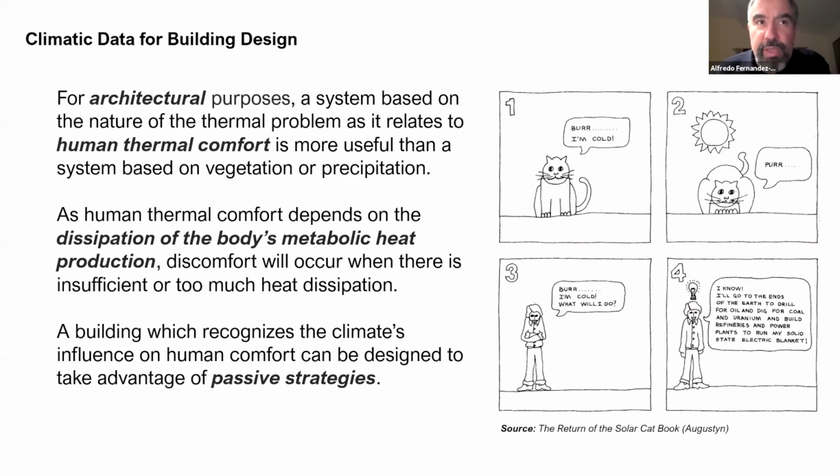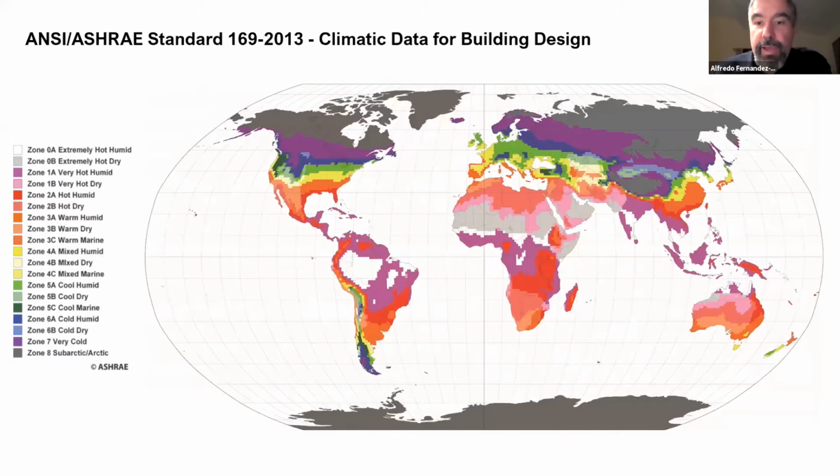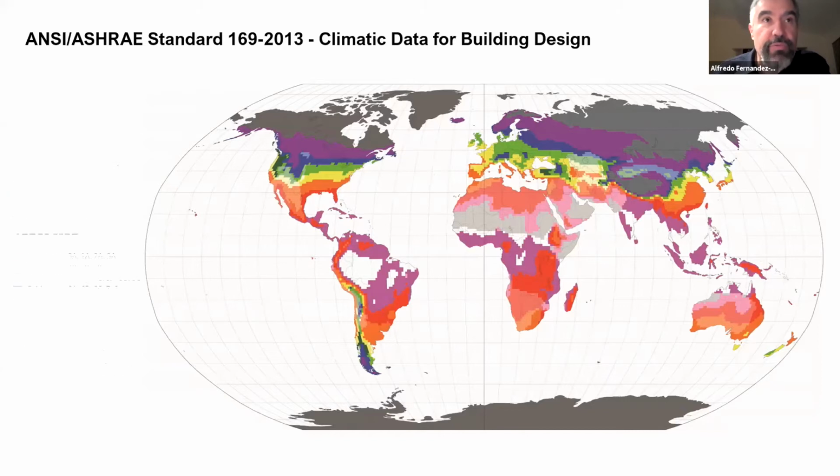And when it comes to building design, we must recognize, as we are reminded by Jim Augustine, that buildings need to recognize the influence of the climate and take advantage of passive design strategies, which is really the focus of this session. Since solutions need to emerge from place, in this session, we will use a climate classification that addresses the thermal issues associated with the provision of human comfort.